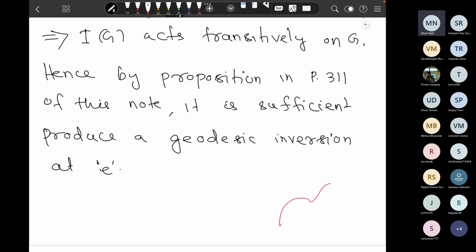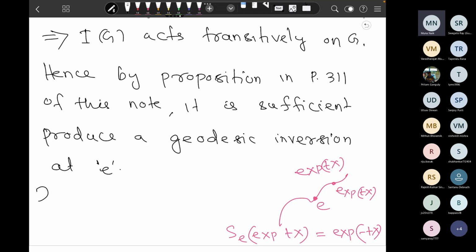Now you know that the geodesics passing through the identity are of the form exponential of tX. Now suppose this is exponential of tX. Since S_e is a geodesic inversion, S_e of exponential of tX has to be exponential of minus tX. And this is precisely the map S_e(g) equals g inverse. So we are just using that previous theorem.